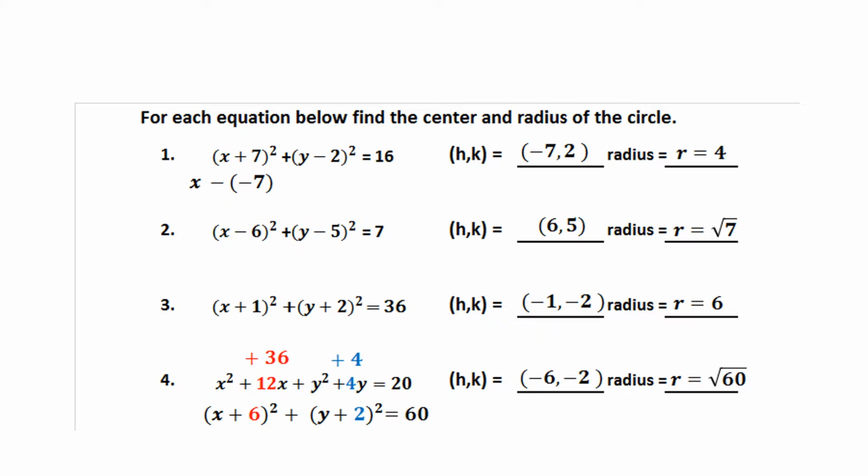And if we look at y squared plus 4y, we take half of 4, that's 2. And (y plus 2) squared is y squared plus 4y plus 2 squared, which is 4. Now in doing this, we've added 40 to the left-hand side of the equation. Now we have to add it to the right-hand side of the equation. So that would give us 60. So we still got to do the minus bit on the x plus 6 and the y plus 2. So the center would be negative 6 and negative 2. And the radius would be the square root of 60. It can be simplified, but we'll just leave it as the square root of 60.